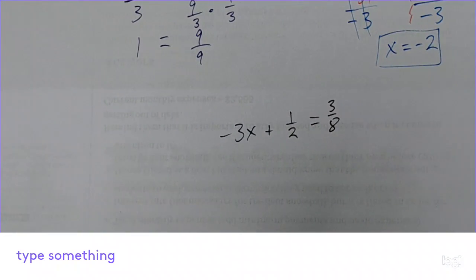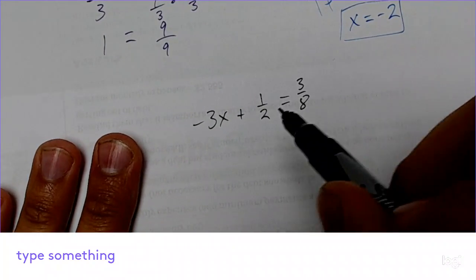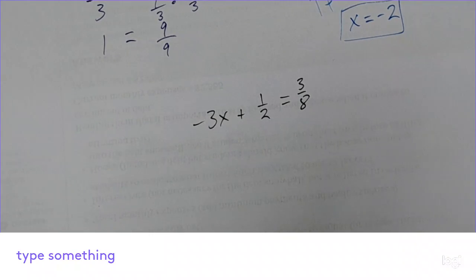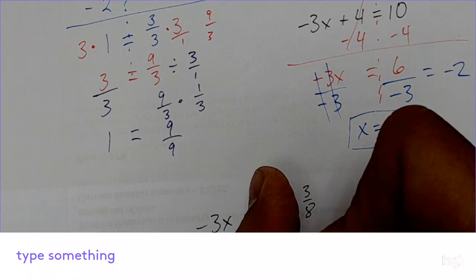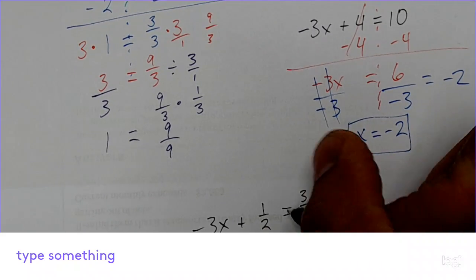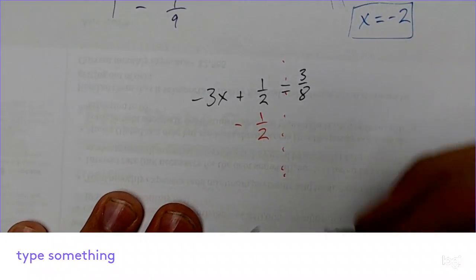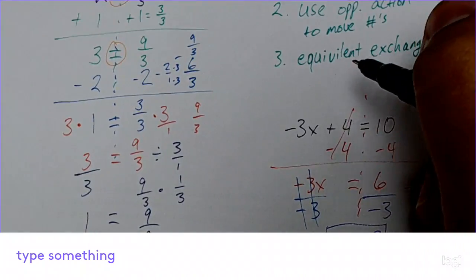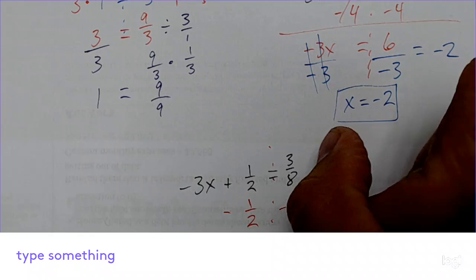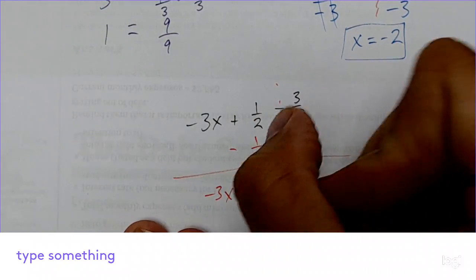All right, so again, goal is to get the letter x all by itself. I'm going to use PEMDAS backwards, which means I'm going to move the addition first. I move the addition by using the opposite action of subtraction. So opposite action, I subtract 1/2 from each side of the equation. I find the middle of the equation by drawing a dotted line on the equal sign. And then I'm going to do equivalent exchange, so minus 1/2. What happens over here? Negative 3x just drops down.